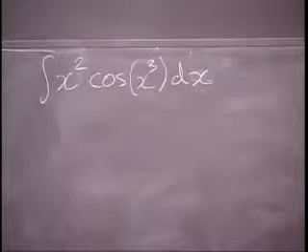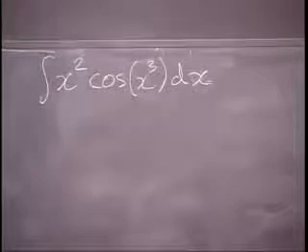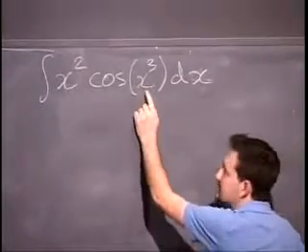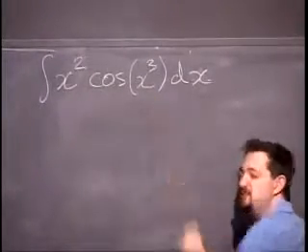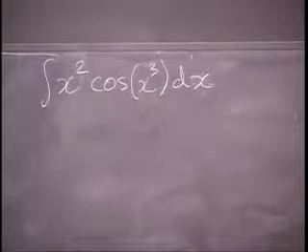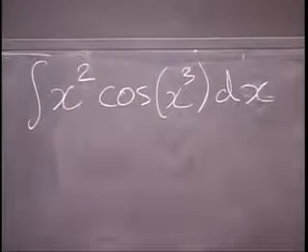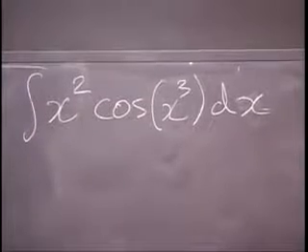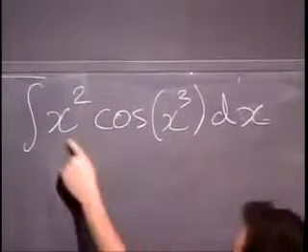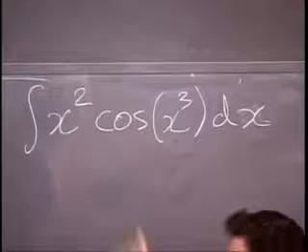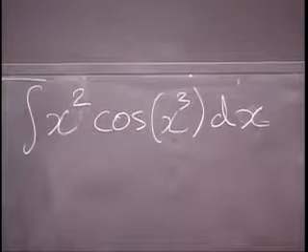It looks pretty nasty, but there's some hope. We're taking cosine of this nasty quantity, x cubed. I don't like taking cosine of x cubed. Cosine of x I can just about deal with, but x cubed, ugh. But luckily, the derivative of x cubed is sort of x squared. It's almost x squared. It's 3x squared. So we're going to use this.